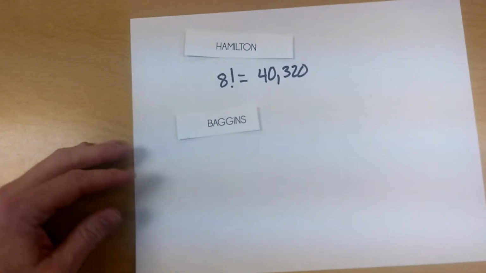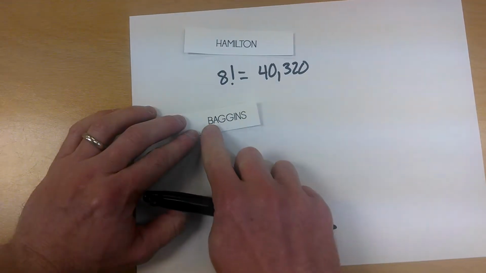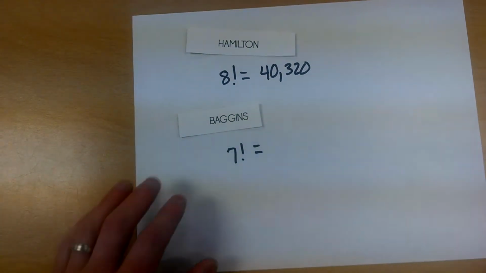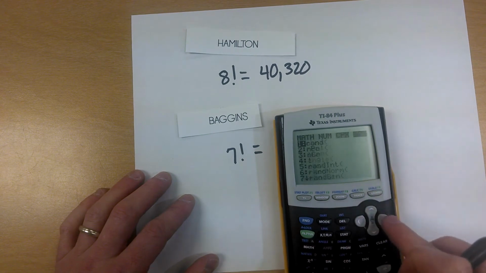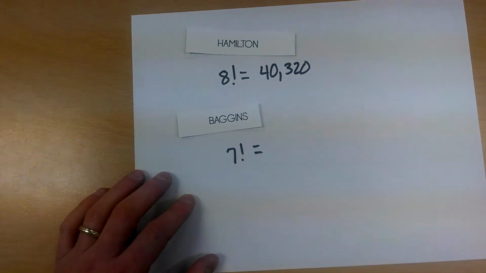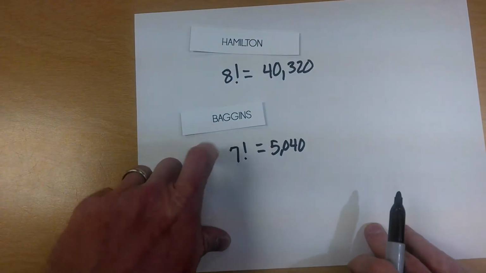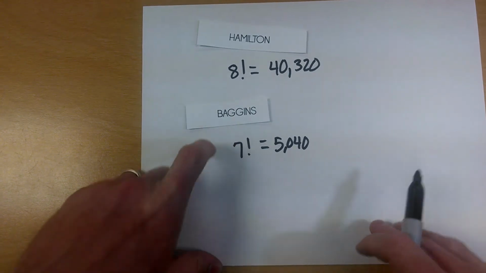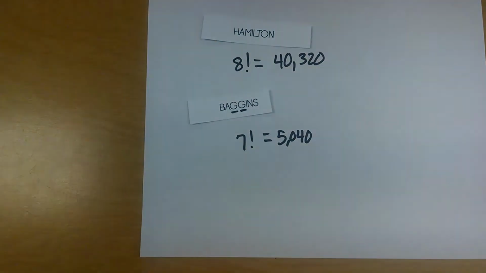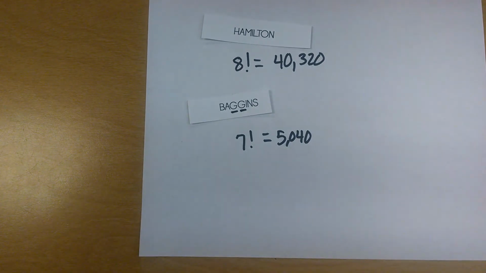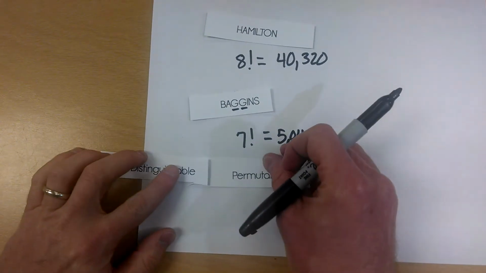All right, let's look at another one. Let's look at Baggins. Let's count the number of letters. We got 1, 2, 3, 4, 5, 6, 7. So if we do 7 factorial, then we've got 5,040 different words that we can make with these 7 letters. But notice that in Baggins we've got 2 G's. I can't tell one G apart from another G. So while this is the number of permutations, we also want to consider the number of distinguishable permutations.